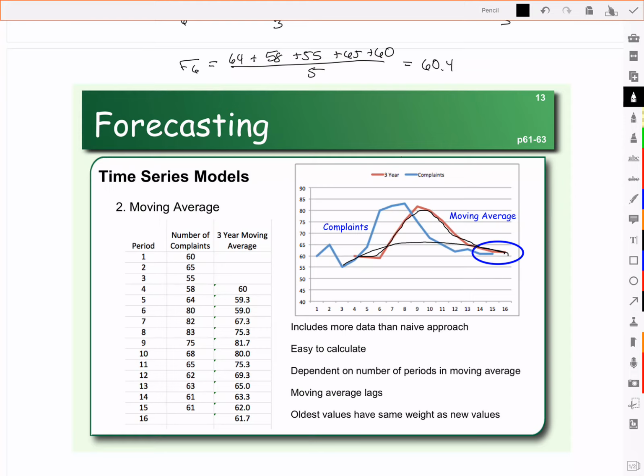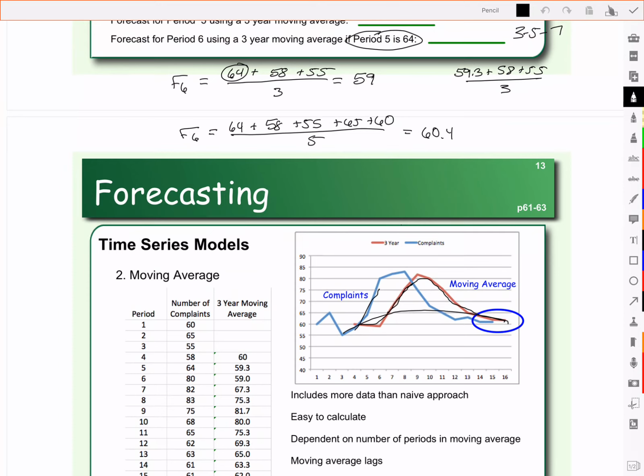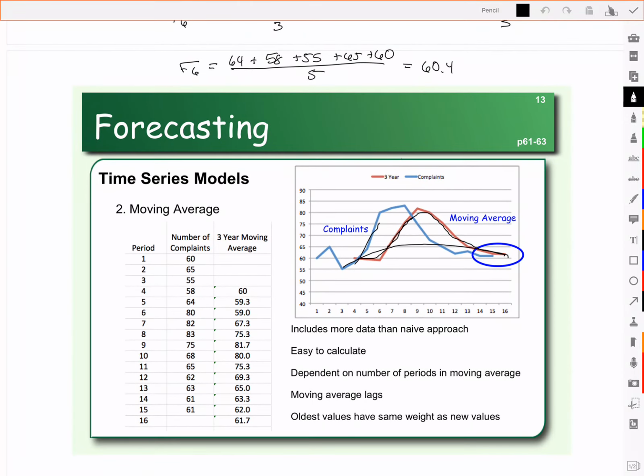Now, the benefit of the moving average is that it takes into consideration more data than the naive approach: 3 periods or 5 periods, whereas the naive included just 1. It's pretty easy to calculate. It's not too costly in terms of time. It does have a lag, so you'll notice here's the complaints and here's where it shows up in the forecast. So it does have that lag period. And the forecast will change depending on the number of periods you choose. So you need to decide how smoothed out or how sensitive you want your forecast to be to change.